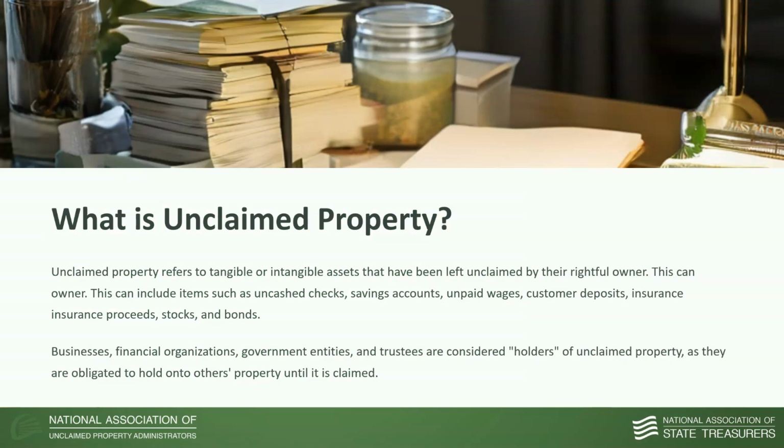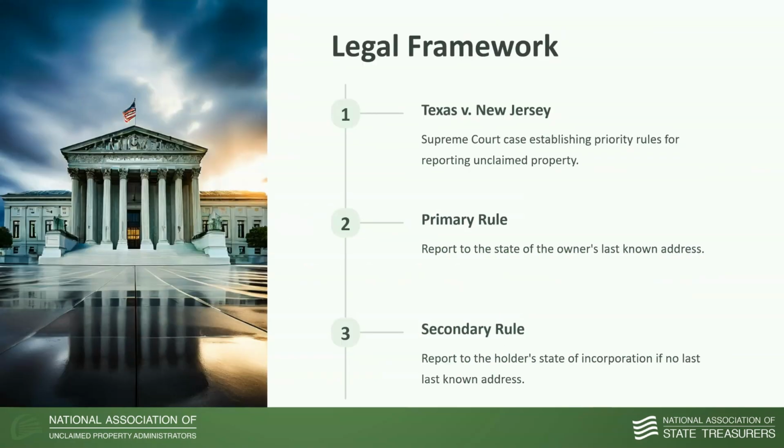In the landmark case of Texas versus New Jersey, the Supreme Court established the legal framework through priority rules to determine where to report the identified unclaimed property. The primary rule is to report the property to the state of the owner's last known address, and the secondary rule is to report the property to the holder's state of incorporation if there is no last known address of the owner. Since holders are required to report unclaimed property to different states, how should they establish a compliance plan to comply with state laws?